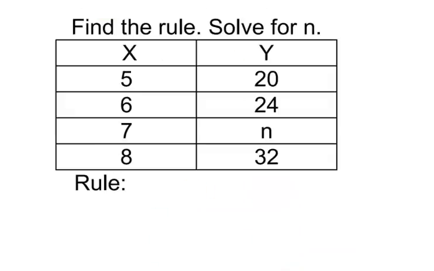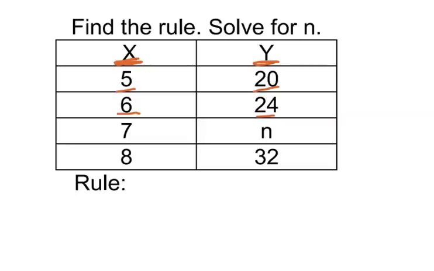All right, it says find the rules, solve for n. We have the input-output table. Again, we have whatever x is, something is happening to it, and the result is whatever y is. So something's happening to 5 to make it 20. Something is happening to 6 to make it 24. So I think I see what the rule is.